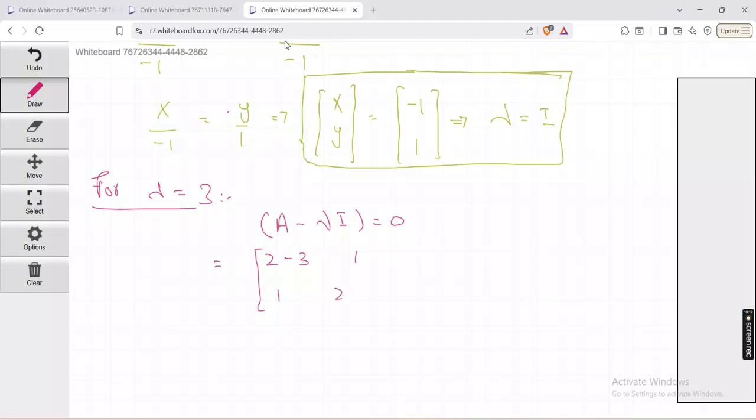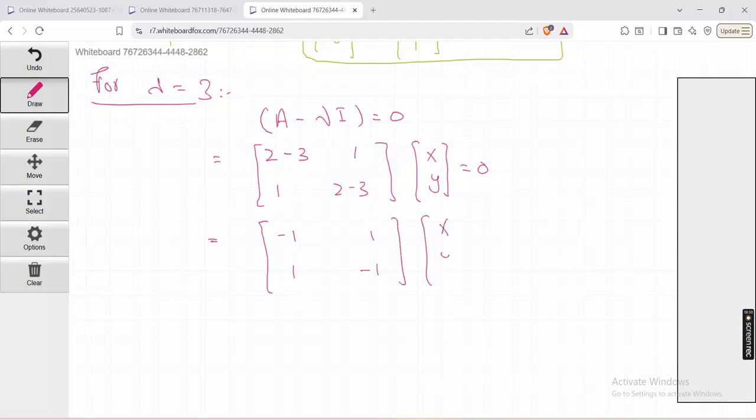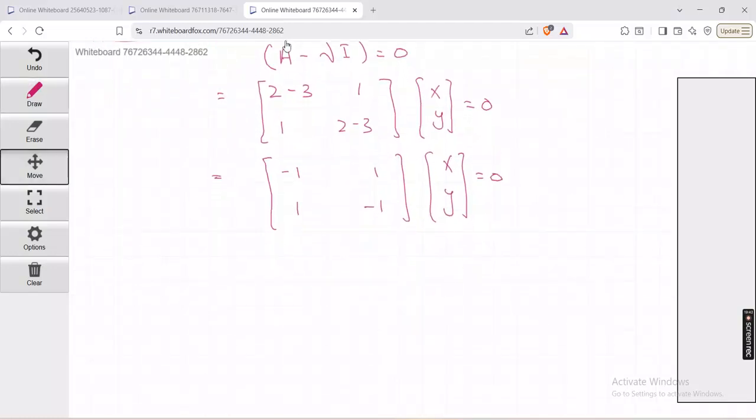1, 1, 2 minus 3, x into y is equal to 0. Next, just solve it. Minus 1, 1, 1, minus 1, x into y is equal to 0. Now put it in the equation form.